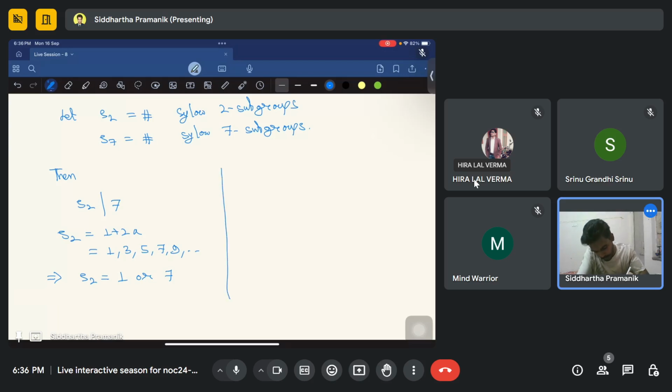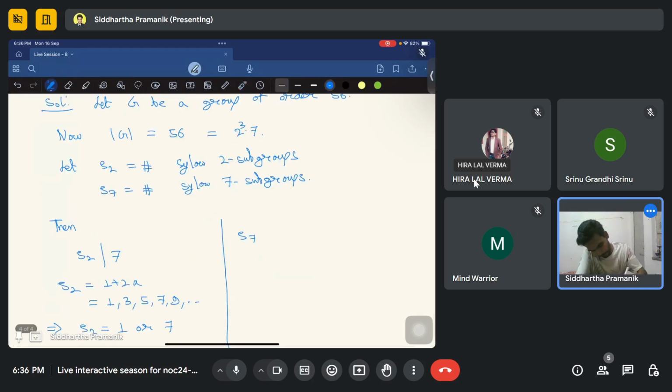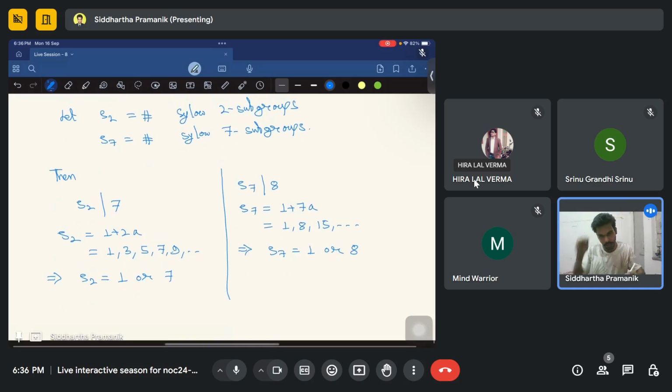Similarly, S7 has to divide 8, and S7 has the form 1 plus 7a. So that means it can be 1, 8, 15 and so on. But from the divisibility condition, S7 is either 1 or 8. So from Sylow's third theorem, we can say only this much: S2 has these two possibilities and S7 has these two possibilities.